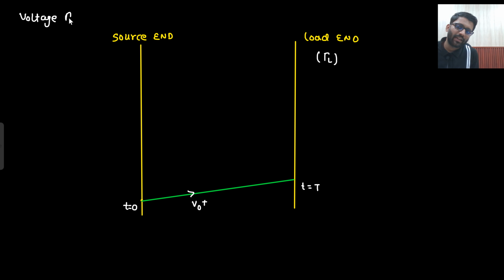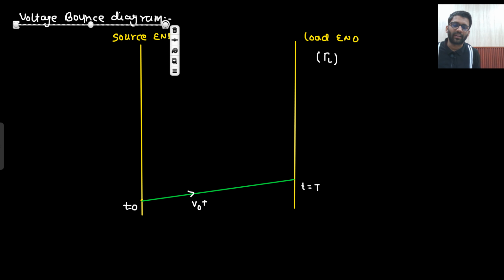So this is known as a bounce diagram. This diagram which I am making has a certain name. The name is not important. It is just known as a bounce diagram. So we are making a voltage bounce diagram.